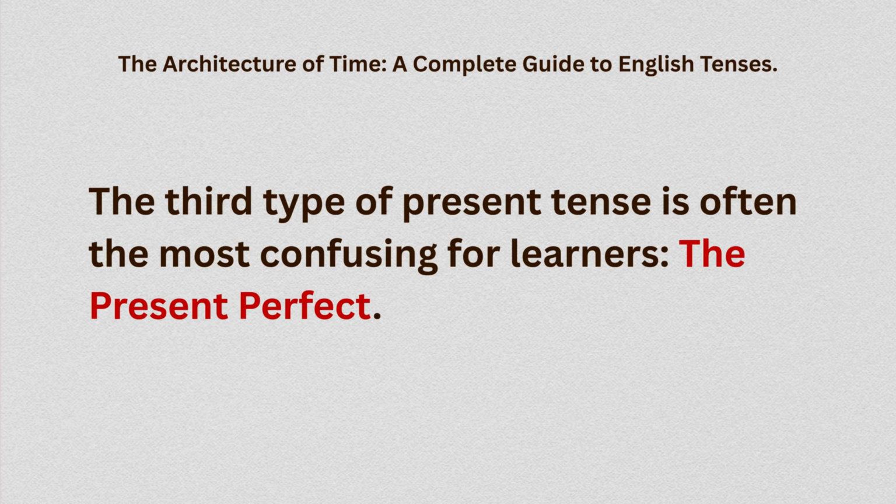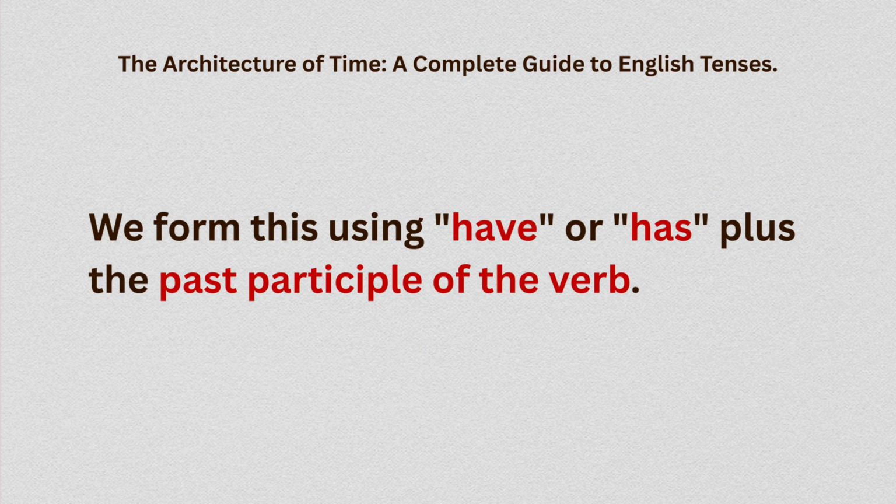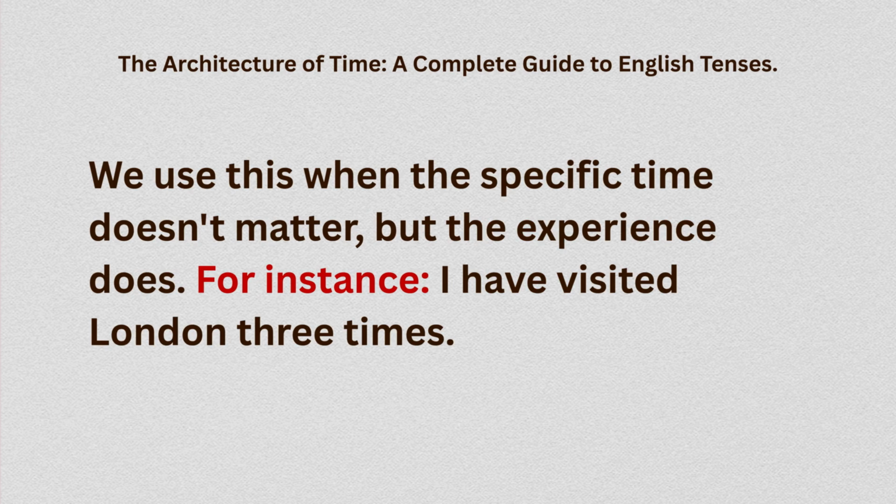The third type of present tense is often the most confusing for learners: the present perfect. We use the present perfect for actions that happened at an unspecified time in the past, but still have a strong connection to the present. We form this using have or has plus the past participle of the verb. We use this when the specific time doesn't matter, but the experience does.